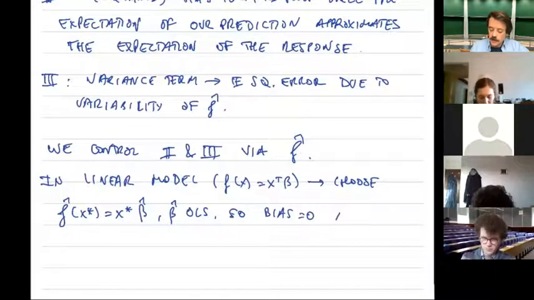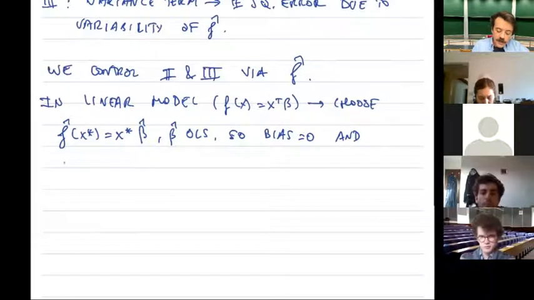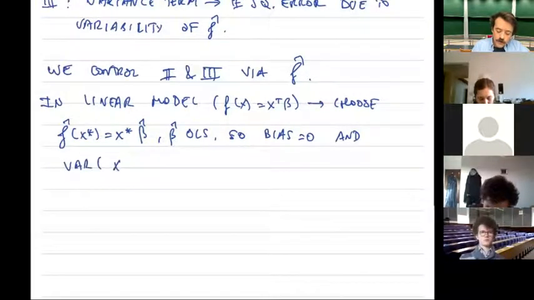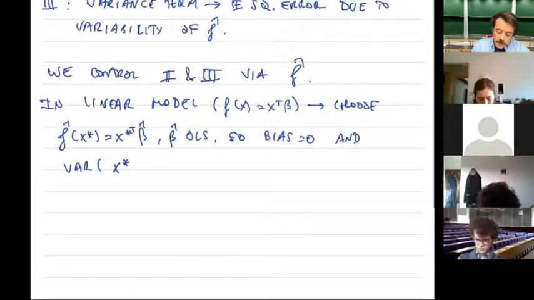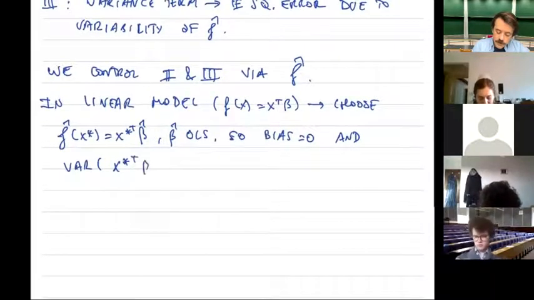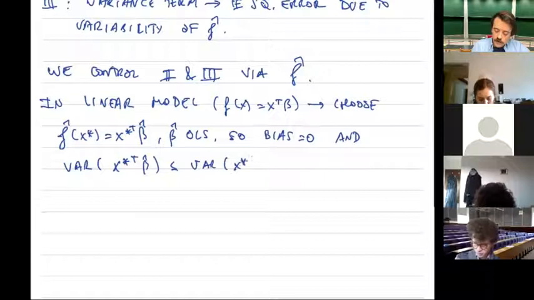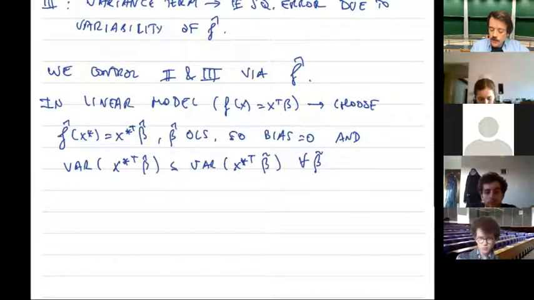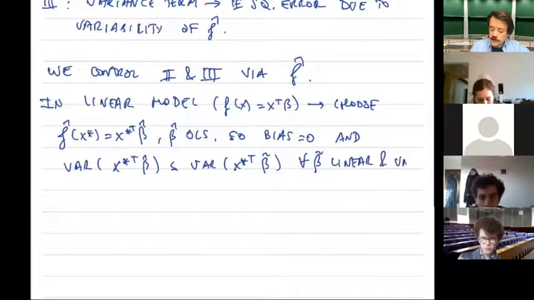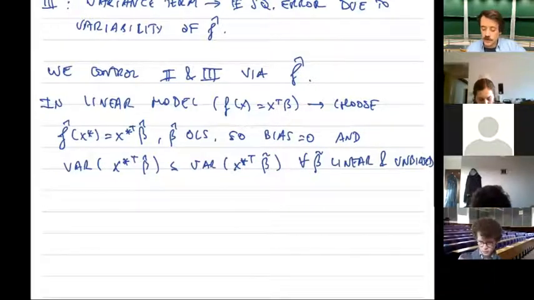And we also know regarding the variance that the variance of this guy, sorry, I missed the transpose up here, so the variance of this guy is less or equal than the variance of this other guy for any other estimator, linear and unbiased. Okay, so this is the popular Gauss-Markov theorem, that tells us that the OLS is BLUE, right? So it's the best linear unbiased estimator.